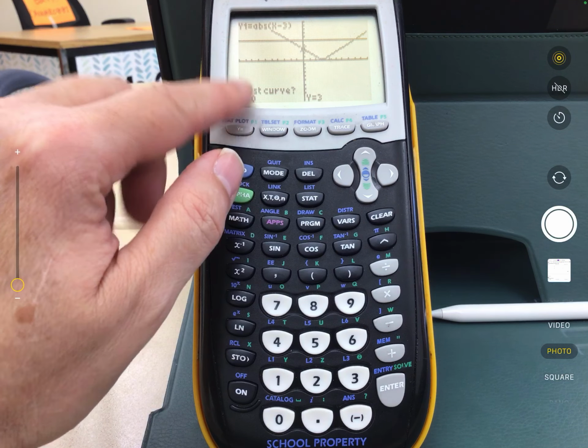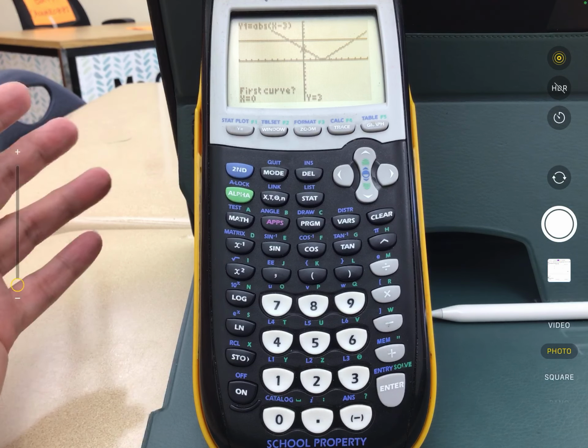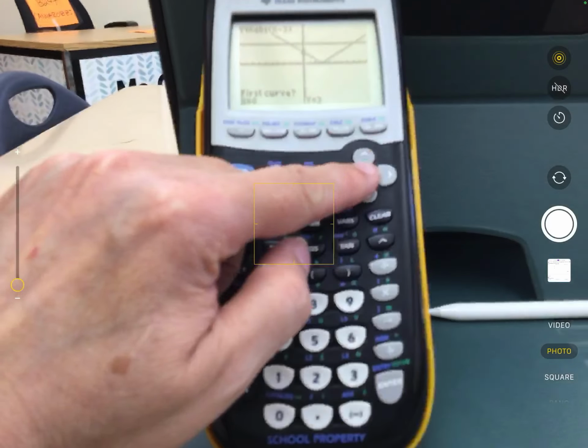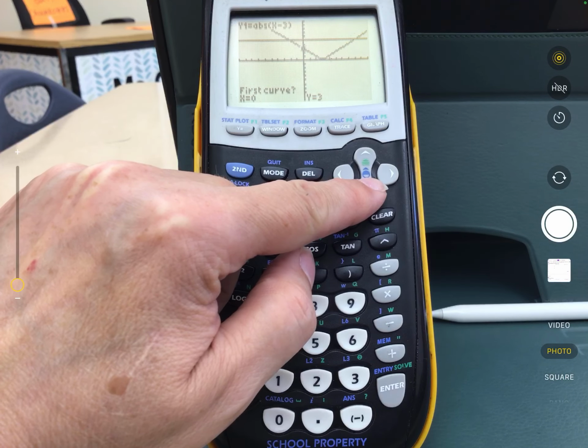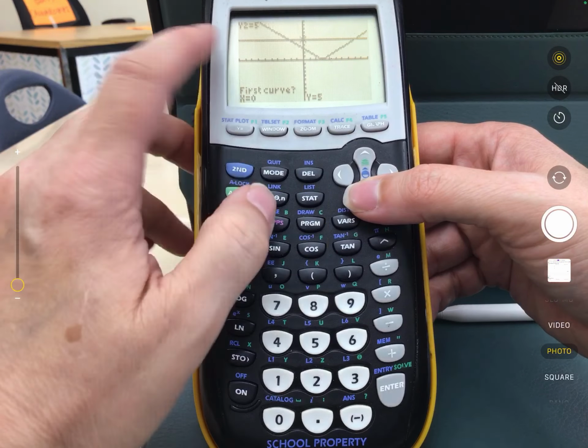Now, the reason why it's asking you this is that you could have 10 different functions written and graphed for that matter. And if you wanted just to find the intersection of two particular functions, I would have to then arrow up and down to pick the functions that I want. Like, look, if I use the arrow key, do you see it goes to the next function that I have stuff for? Now, we only have 2 things in there.